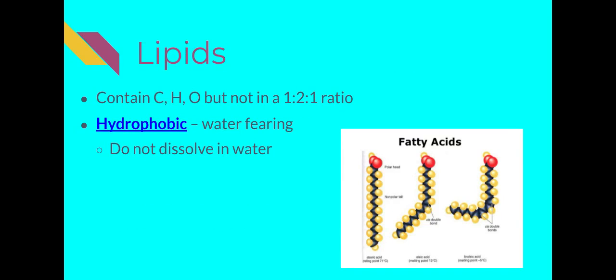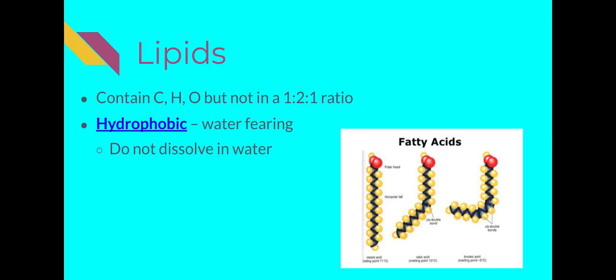Okay, so that was our first type of macromolecule or organic compound. Let's look at the second one. The second one is lipids. Lipids contain carbon, hydrogen, and oxygen, but not in a ratio of 1:2:1. It's mainly carbon and hydrogen, which is those hydrocarbon chains, and there's a few oxygens in lipids.